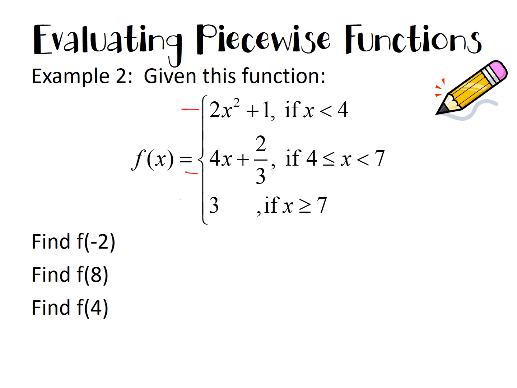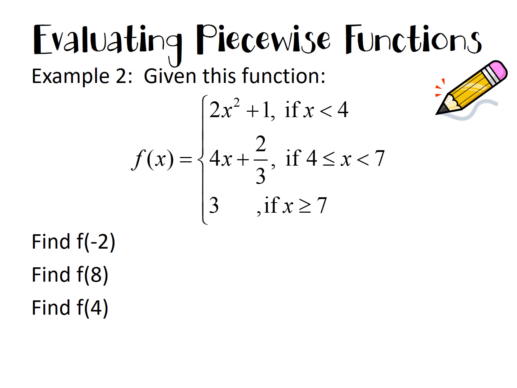This piece, and this piece. So the first piece is 2x squared plus 1 when, or if, x is less than 4. Then the second piece is saying 4x plus 2/3 if x is between 4 and 7. And notice it's less than or equal to here, and this is just a less than. And then our third piece is that f of x, or y, is equal to 3 whenever x is greater than or equal to 7.